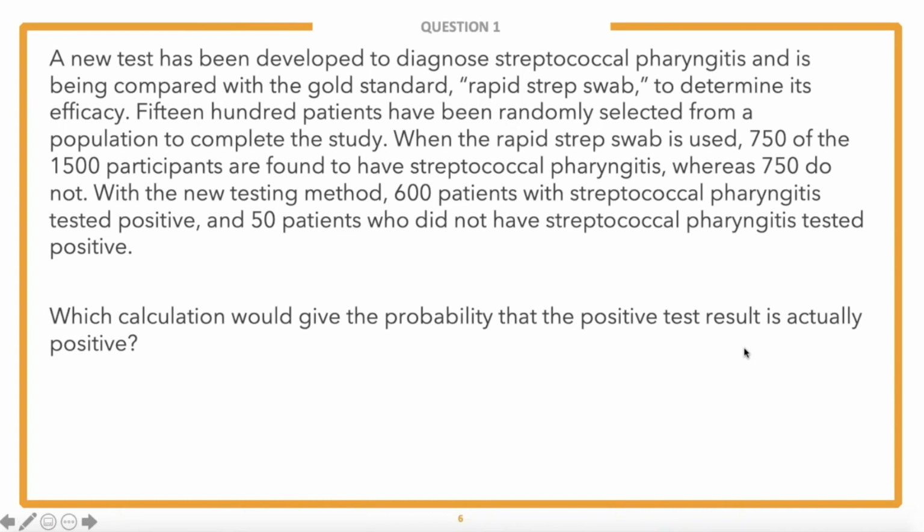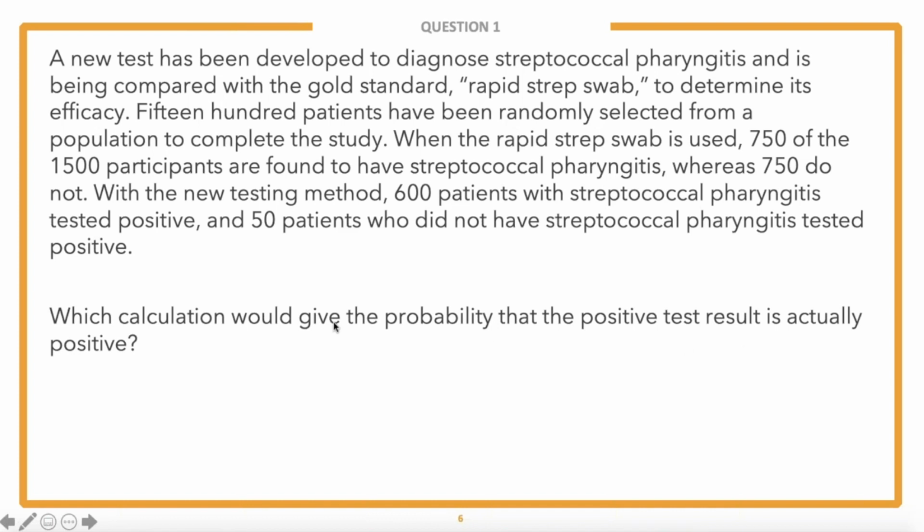1,500 patients have been randomly selected from a population to complete the study. When the rapid strep swab is used, 750 of the 1,500 participants are found to have streptococcal pharyngitis, whereas 750 do not. With the new testing method, 600 patients with streptococcal pharyngitis tested positive, and 50 patients who did not have streptococcal pharyngitis tested positive.